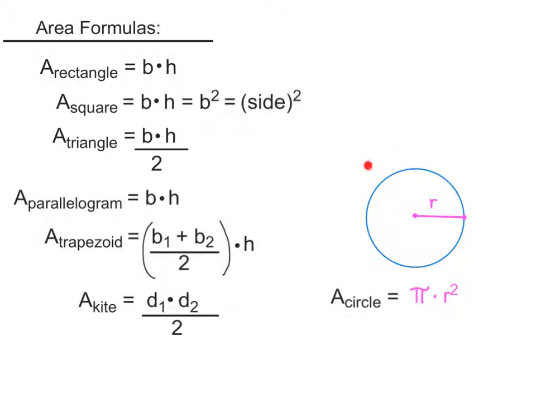Okay, last piece over here in the pink. So we've got a circle. Old news, you should know this one. Area of a circle, pi r squared. And again, notice the times sign. Pi times r squared. And there you have it. There are all your basic two-dimensional area formulas.